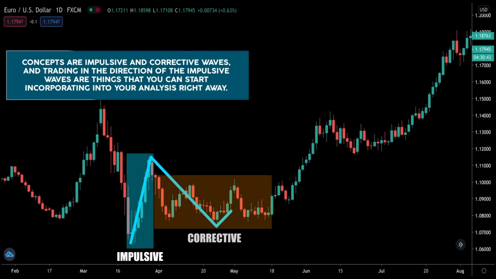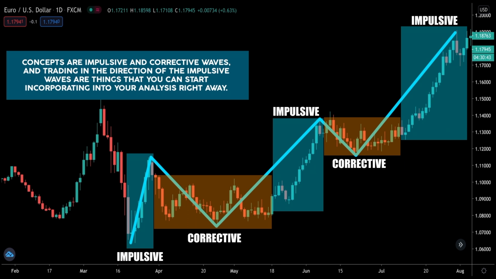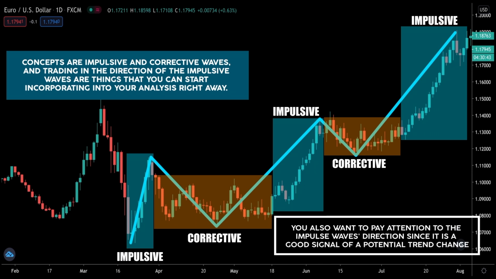Concepts like impulsive and corrective waves and trading in the direction of the impulsive waves are things that you can start incorporating into your analysis right away. You also want to pay attention to the impulsive wave's direction since it is a good signal of a potential trend change. Combined with the 5-wave impulsive or 3-wave corrective pattern, this can be a very strong signal. These concepts will improve your analysis and help you time your entries and exits better.